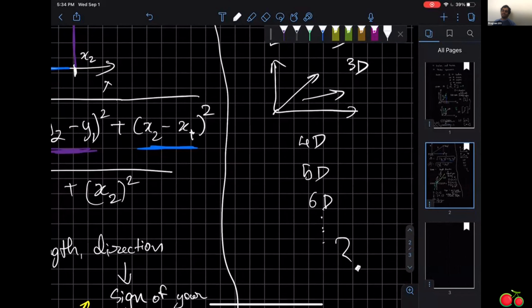So my question is, what about the rest of the dimensions? 4 dimensions, 5 dimensions, 6 dimensions, and so on. Can you draw any of these? Come on, you people are super smart. You guys should be able to draw dimensions. It's just drawing.